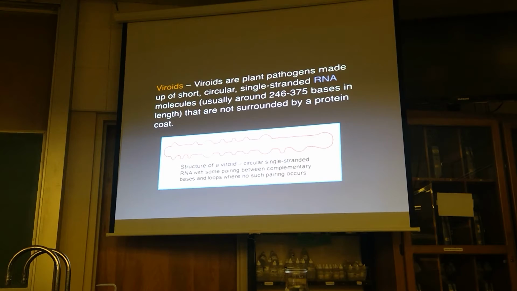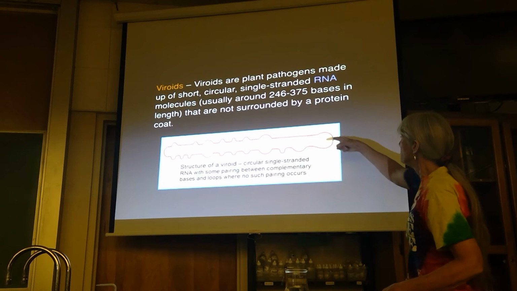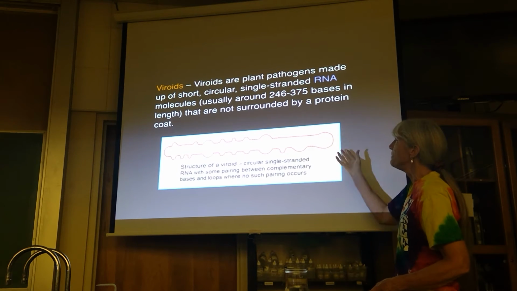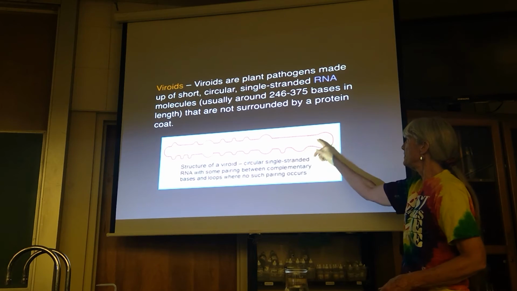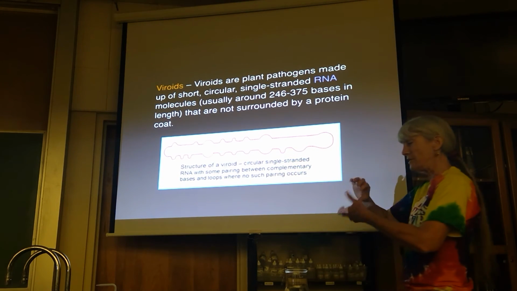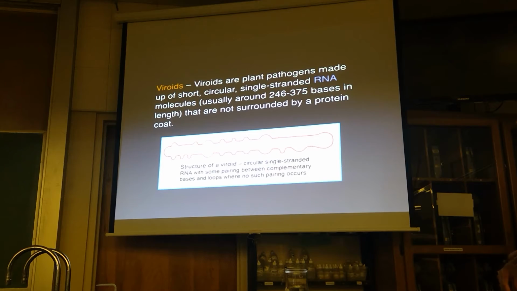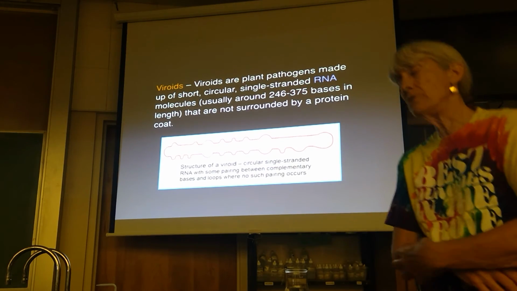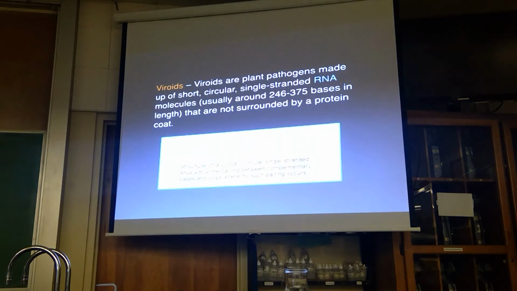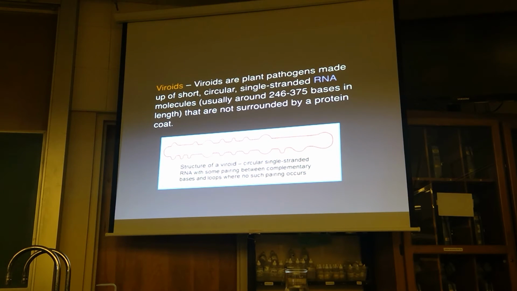Here's a diagrammatic representation. It's single-stranded RNA, but these lines that come across in the middle represent hydrogen bonding between the complements as this folds back on itself. So it's a circle that is hydrogen bonding in several places here, and it's also twisted. It's not diagrammed that way because it's hard to see it. So nucleic acid, but it's RNA, a single strand of RNA, except where it is forming these complementary bonds, the hydrogen bonds. They're pretty small, 264 to 375 bases long, and again, no protein coat.